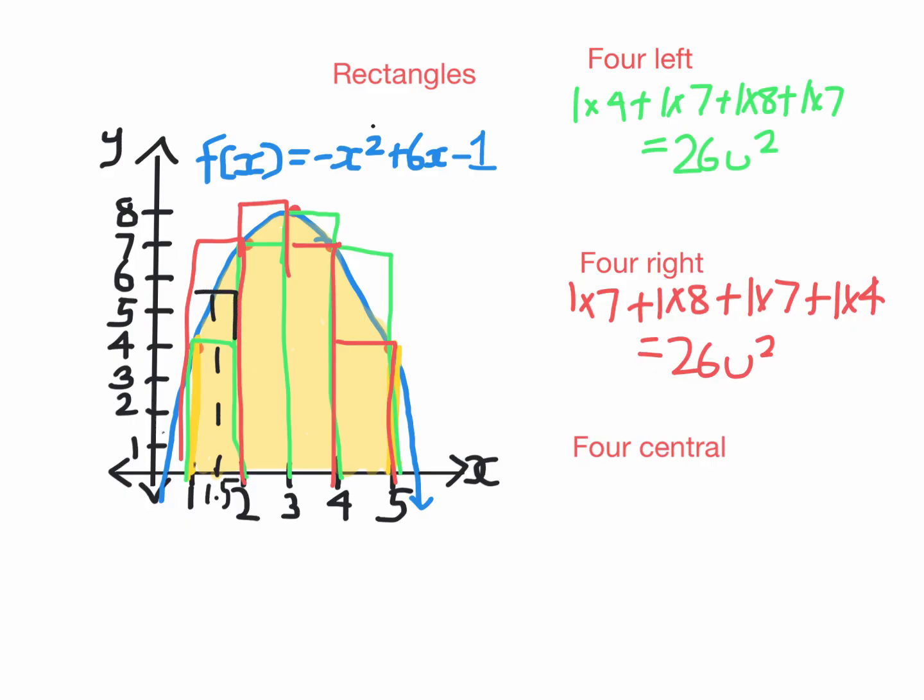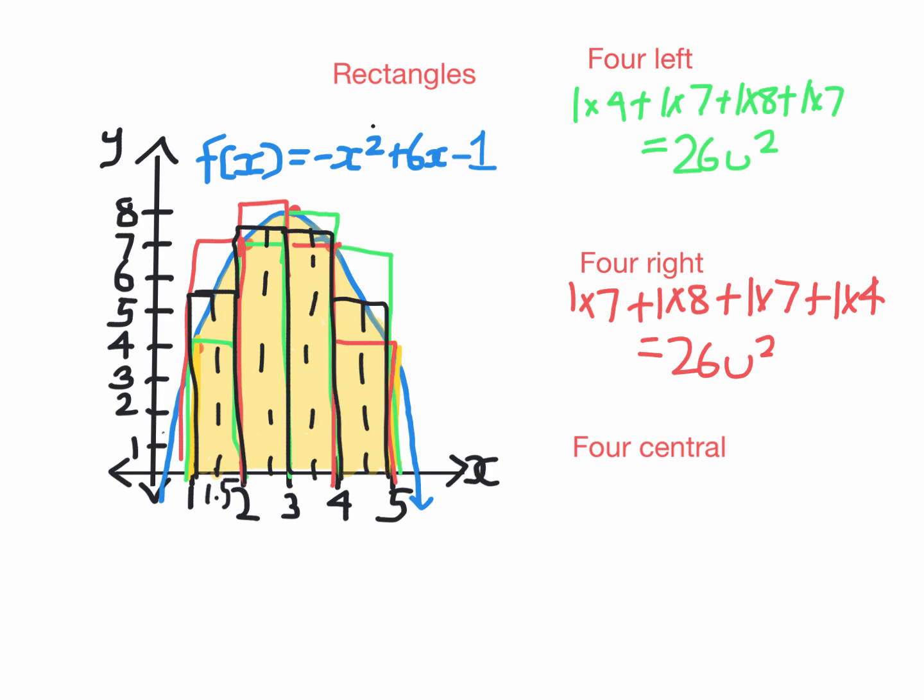We would draw the rectangle like this. The next rectangle would be where it meets the curve at 2.5, so it would be this rectangle here. Again, each of these rectangles I'm drawing in black has a width of 1. Now we need to find the lengths.